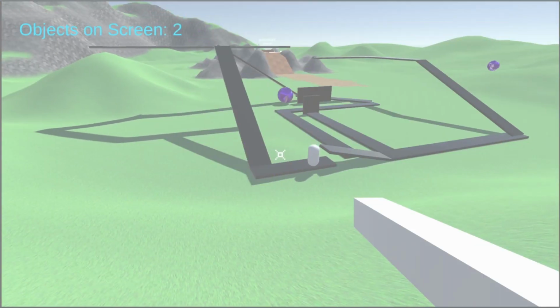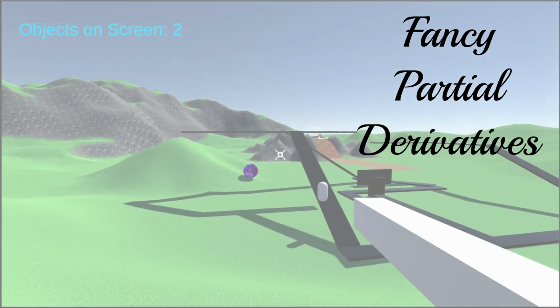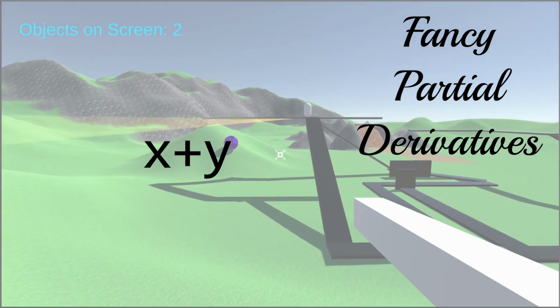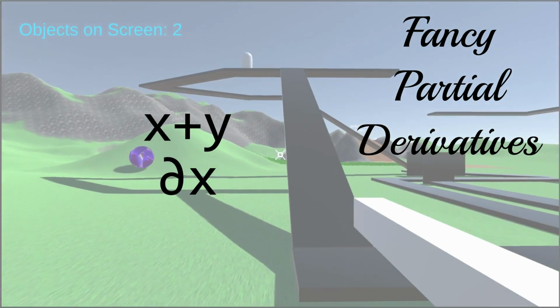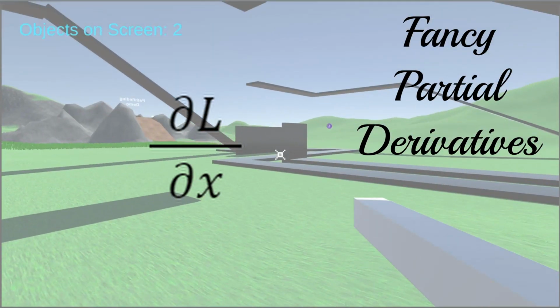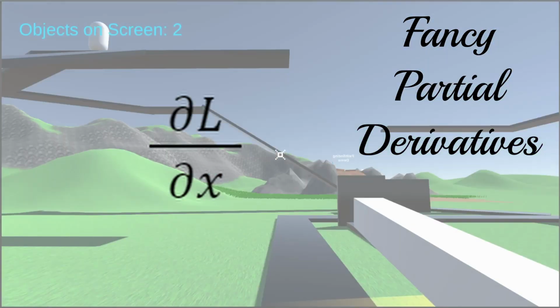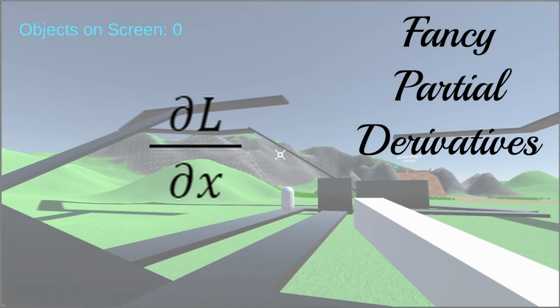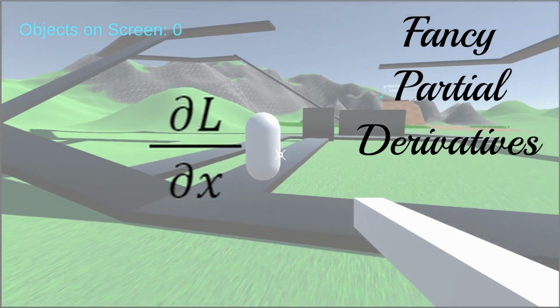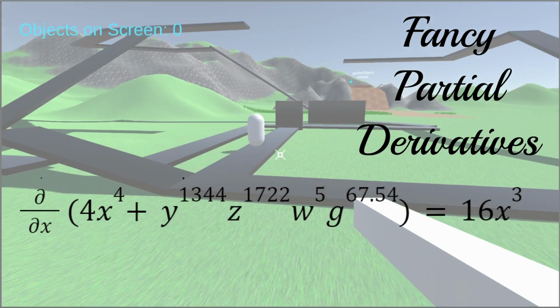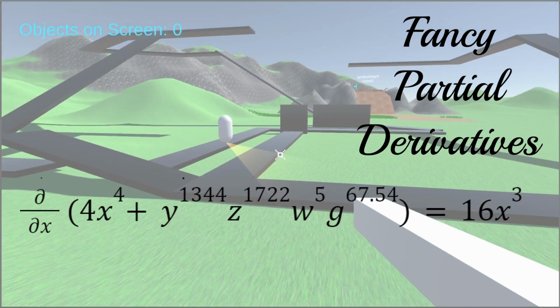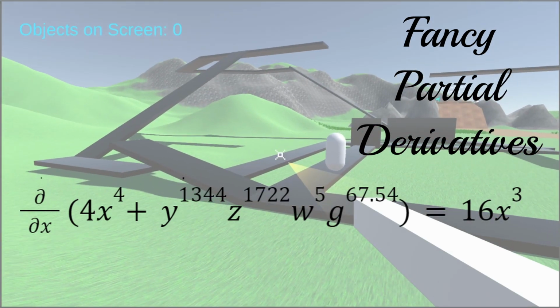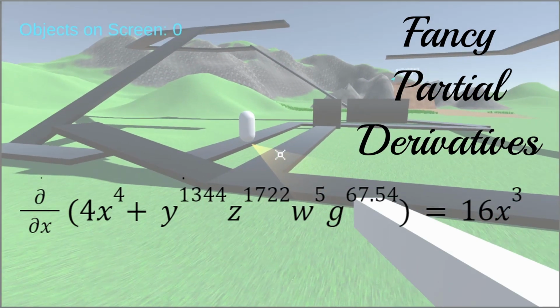Now we can do some fancy partial derivatives. Seems scary because there are two variables and fancy symbols. Well, what if I told you that the partial derivative of L with respect to x just means that you treat every independent variable except for x as a constant? So the partial derivative of this whole thing with respect to x is just equal to 16x cubed.